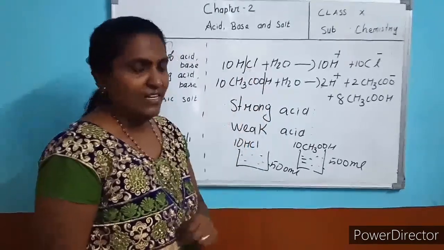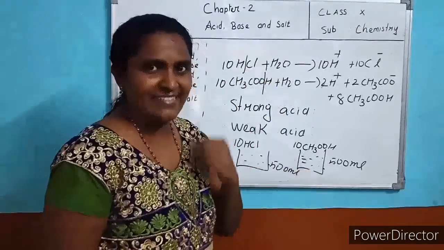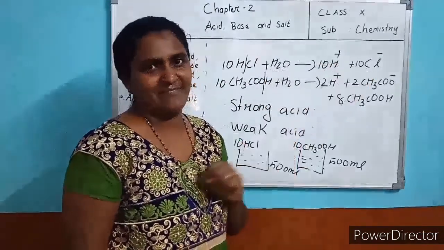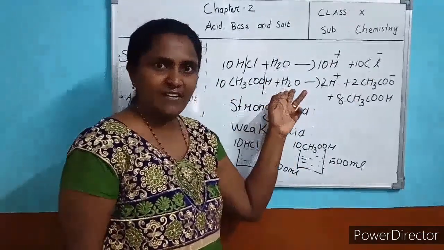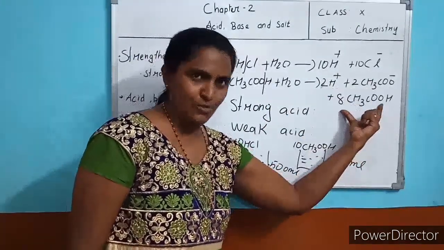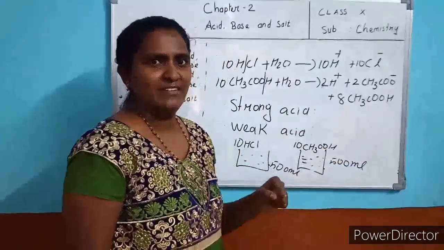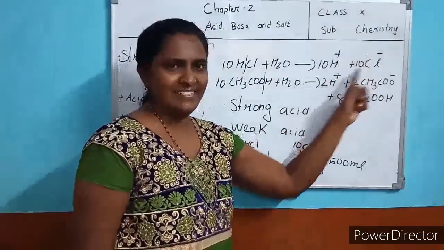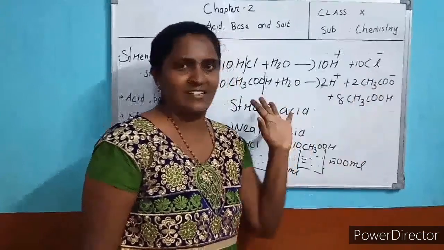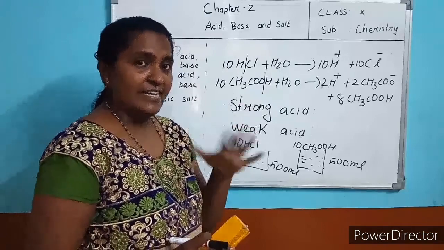Question: strong acid in water produces only dash. Strong acid in water produces only ions. Weak acid in water produces dash and dash. It produces ions and molecules, because only some dissociate and the remaining molecules stay as they are. So strong acid produces only ions, and weak acid produces ions as well as molecules. Ions means plus charge, minus charge. Understood?